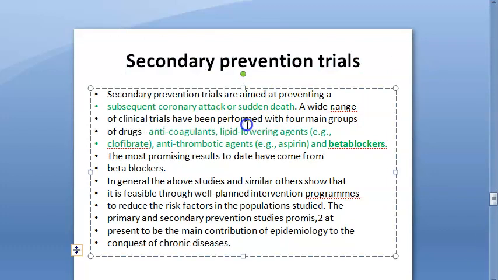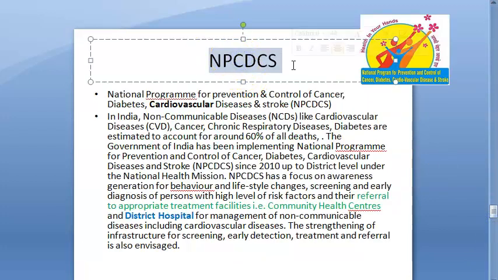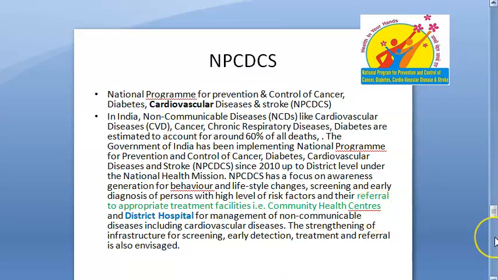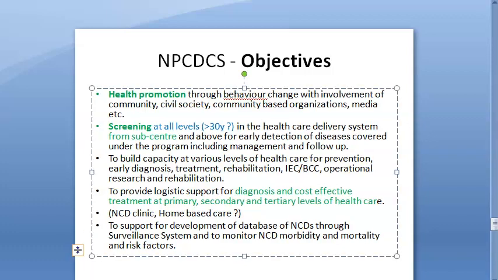Secondary prevention trials. Yeah, we already told you all the drugs that you prevent. Then NPCDCS, that is National Program for Control of Cancer, Diabetes, Cardiovascular Diseases and Stroke. So we told you there are 3 levels here: sub-center, community health center, district hospital. Sub-center or any other levels also will screen the people and refer them for diagnosis and treatment to a higher level.